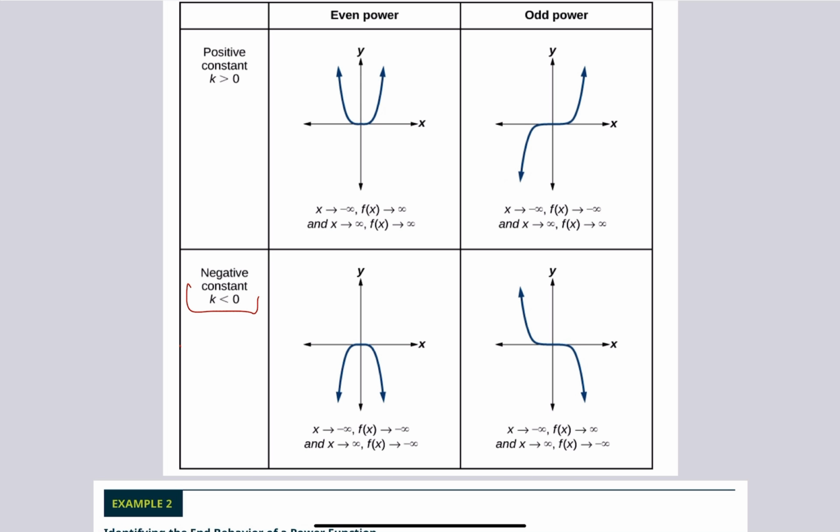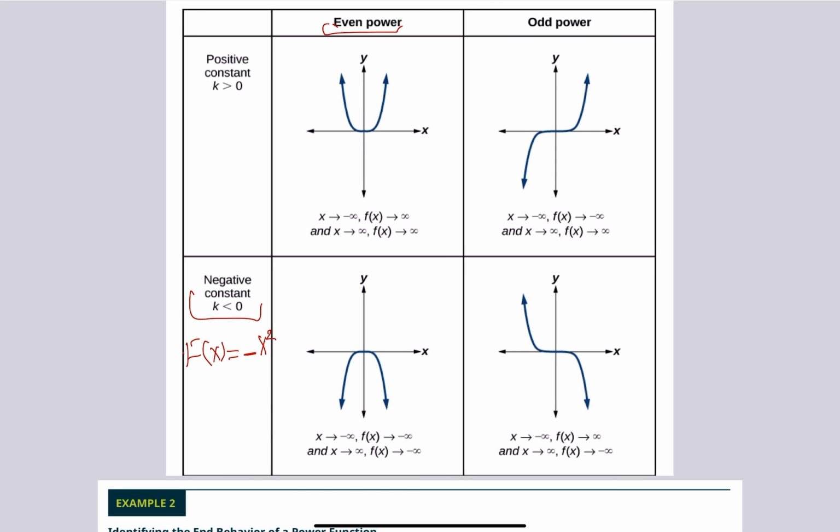Let's say k is negative, so f of x equals negative. We have an even power. We can go with x squared as well. So what happens in this case? Let's say x tends to negative infinity. I have negative of negative infinity squared. Now, negative is just negative, right? I'm going to keep this as it is.